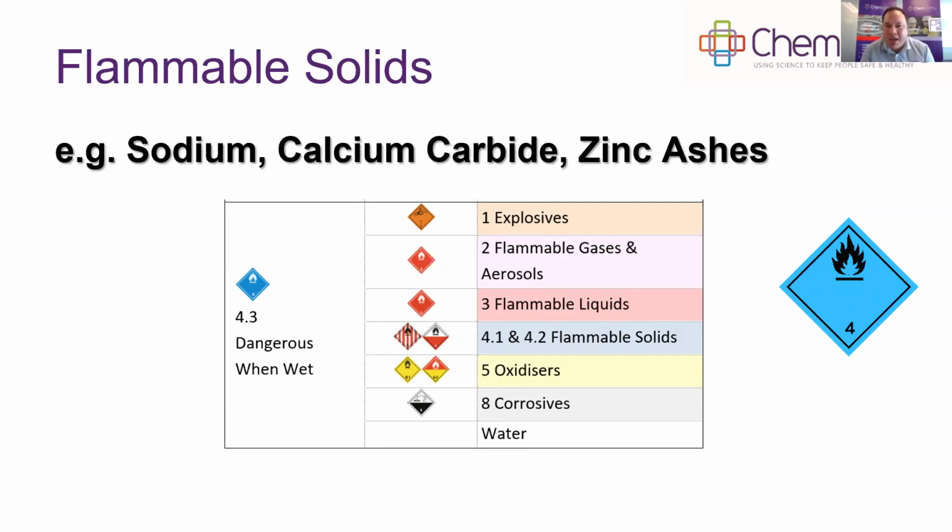Other examples can be zinc metal or zinc ashes. When that's combined with acid, again, it will evolve hydrogen gas, which is a highly flammable gas, incompatible, of course.